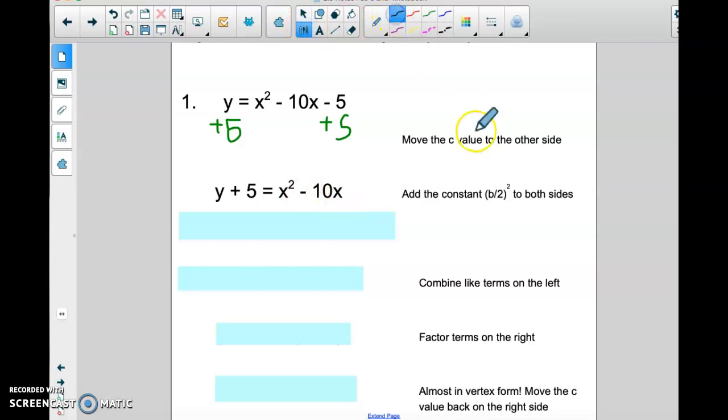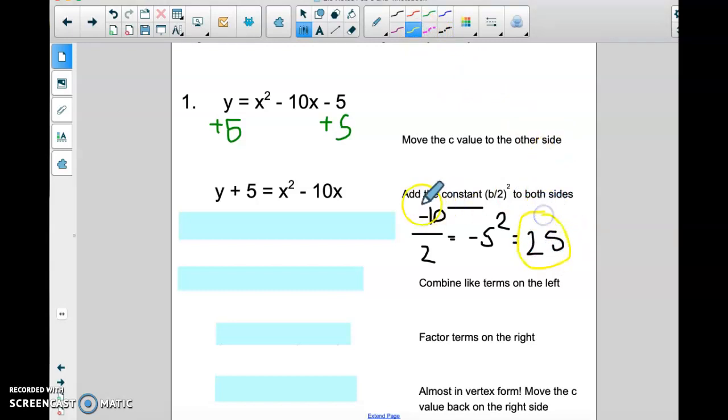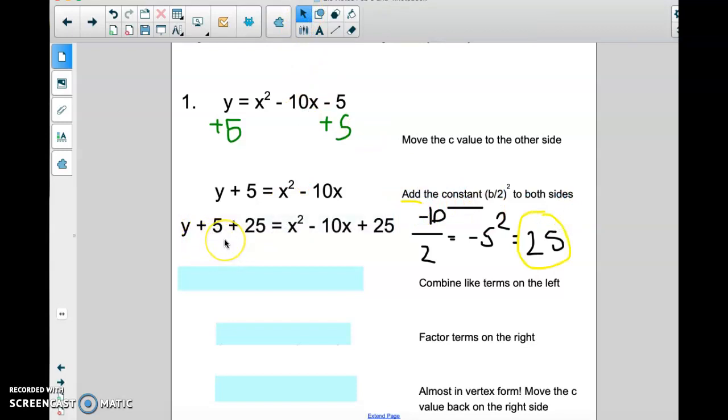My next step is to find that constant. So be careful here, my b is a negative 10. So I'm going to take negative 10 divided by 2. That's going to give me negative 5. Negative 5 squared is going to give me, negative times a negative, remember, is a positive 25. What are we going to do with this 25? Add it to both sides. So now I'll have y plus 5 plus 25 equals x squared minus 10x plus 25.